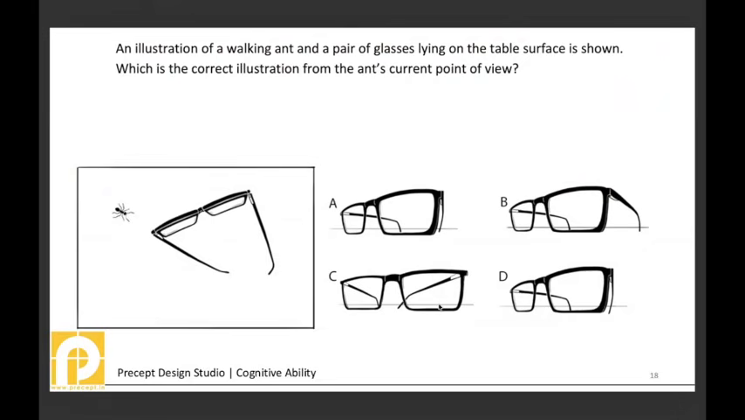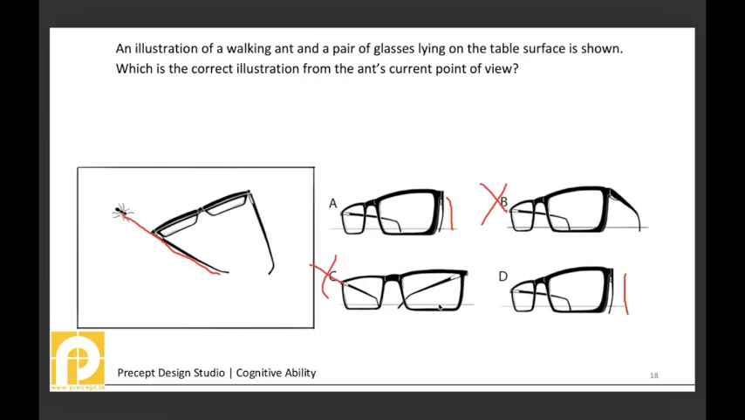An illustration of a walking ant and a pair of glasses lying on a table is shown. What is the correct illustration from the ant's current point of view? If you look at the ant's point of view, it is almost in alignment with the stick of the spectacles, which means it will see the spectacles but very minimally, like we see in options A and D. By that itself, B is wrong and C is also wrong.